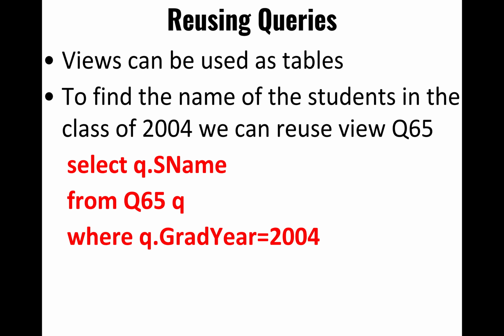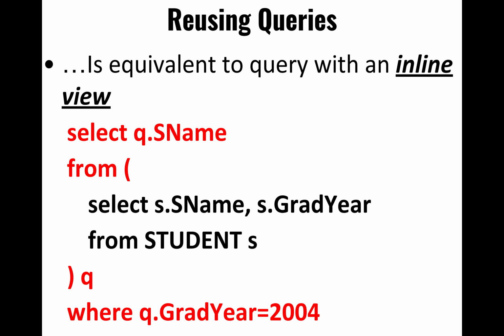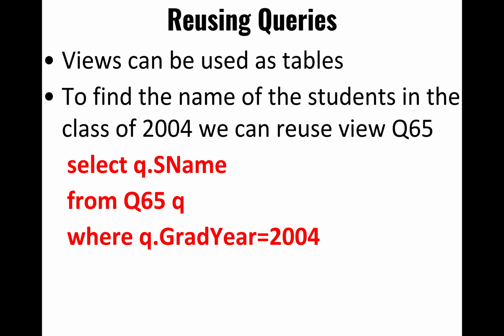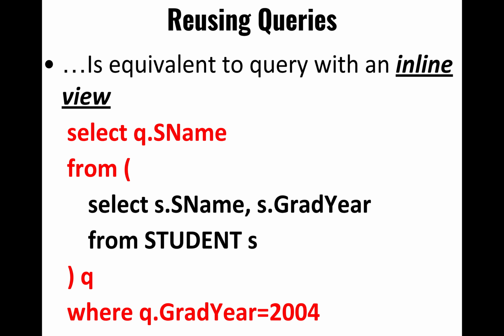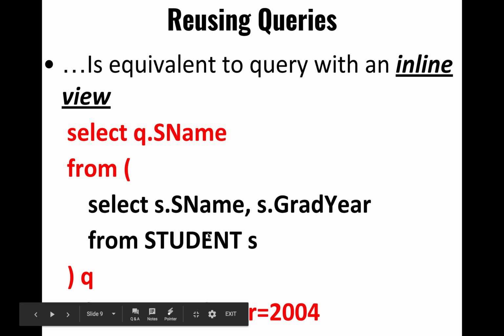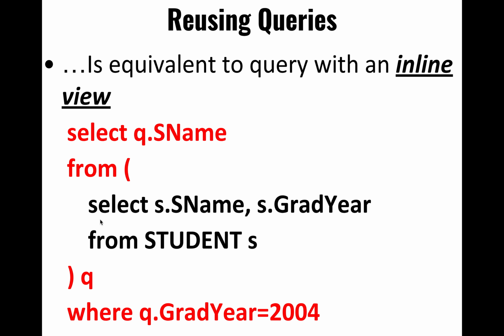Okay. Right. So the view Q65 is being used as a table. And it's the equivalent, as I mentioned earlier, of an embedded query, right? That we can replace there with an actual view. So if you use the actual select statement as opposed to the view, oftentimes we refer to that as an inline view, right? Something that could have been replaced by a named view.